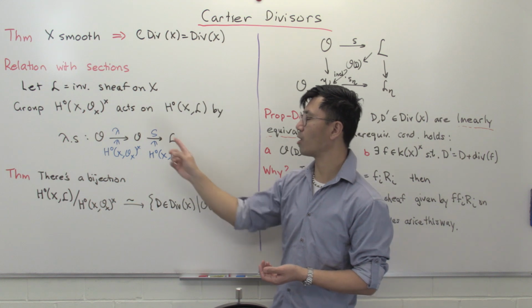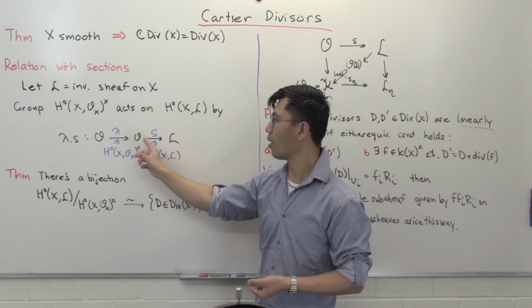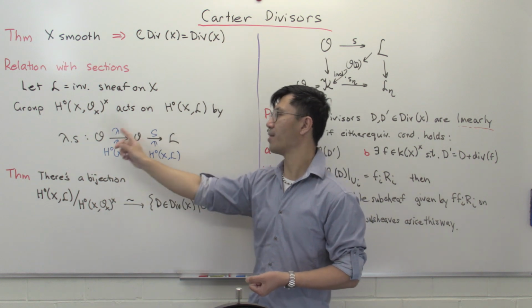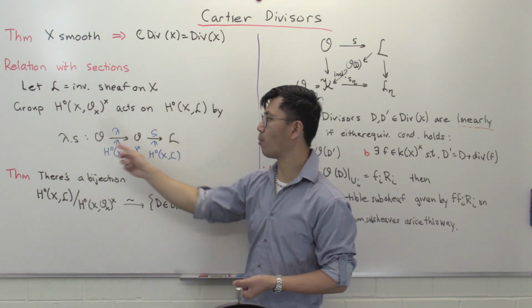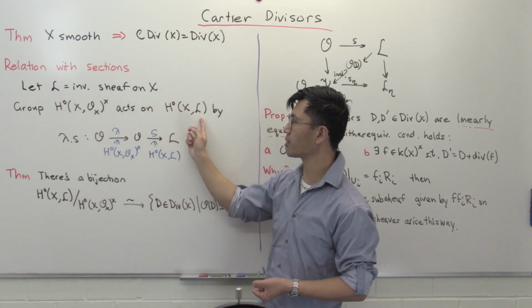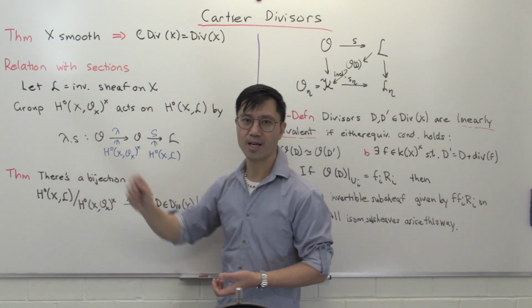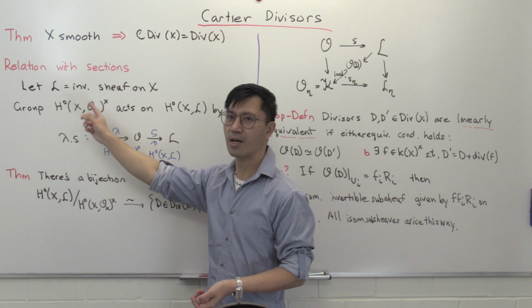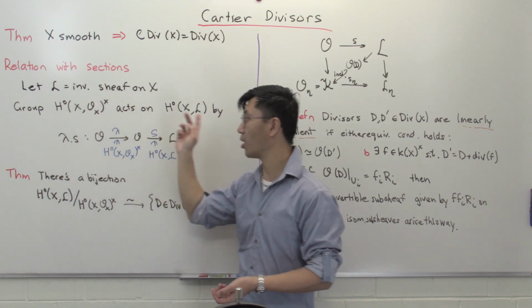And the key point is that if you have a sheaf homomorphism from O to L and one from O to O, you can compose them, and that gives you a new sheaf homomorphism from O to L. In other words, a new global section. I'll call that lambda dot S like that. And it's quite easy to see that this gives an action of this group on here.